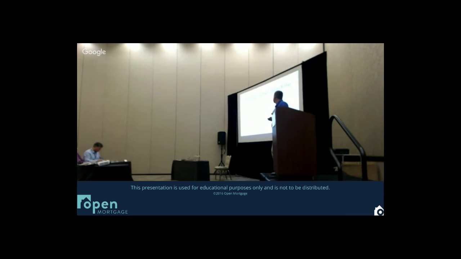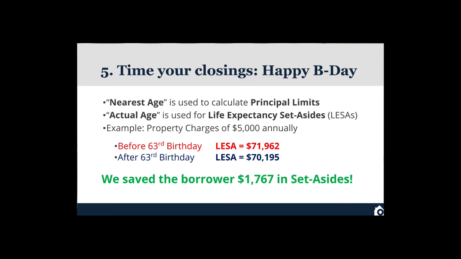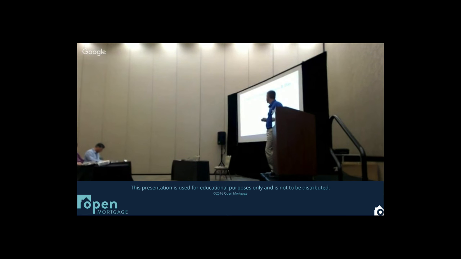Now, how many of you knew that you can also strategically time your closings to benefit the client by closing the day after their birthday? Anybody? A couple of you? How many of you read it in the newsletter? Okay, we did put this in the newsletter. It's called a happy birthday strategy. And most people don't know there's a little happy birthday strategy because nearest age is only used for principal limits. Well, it's used for a couple more things too.